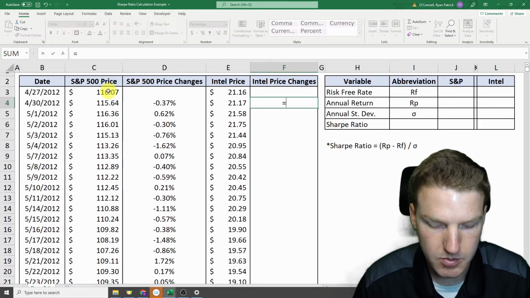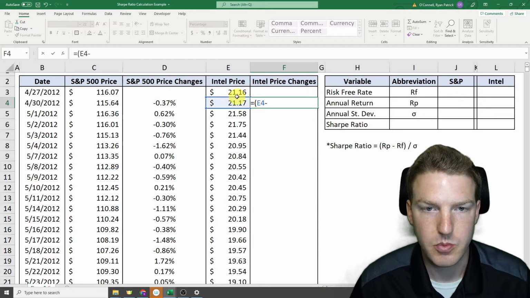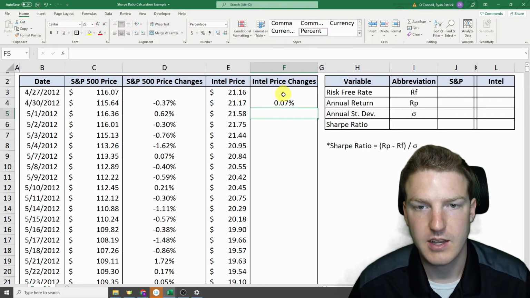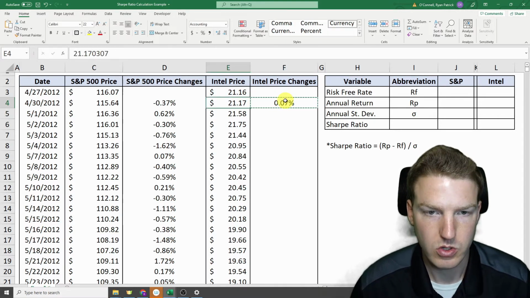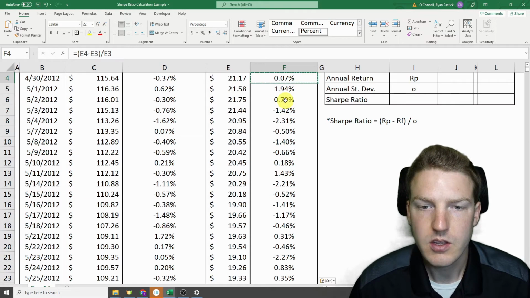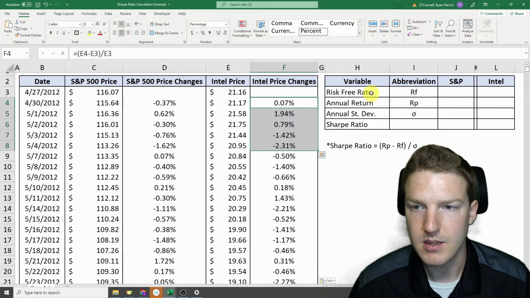And then we can do the same thing with Intel. We'll just take that price of one day minus the previous day, divide by the previous day, and that gives us the stock's return on that day. And we'll just go Control Down Arrow, Control Shift Up Arrow, and then Control V. So now we have 10 years worth of price changes for both the SPY and Intel.